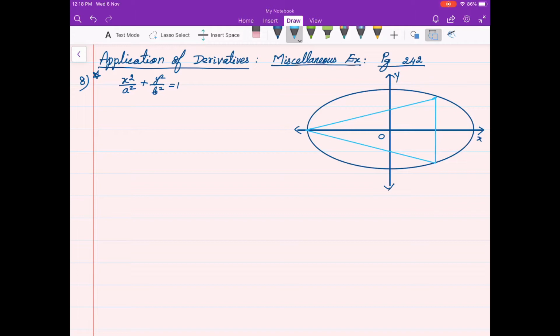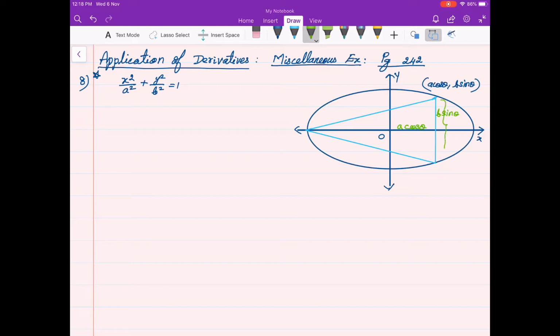We will take this point as a cos theta, comma b sin theta. We are using parametric form so that we will have only one variable theta instead of two variables x and y. We have to maximize the area of this triangle. The x coordinate of this point is a cos theta and y coordinate is b sin theta.